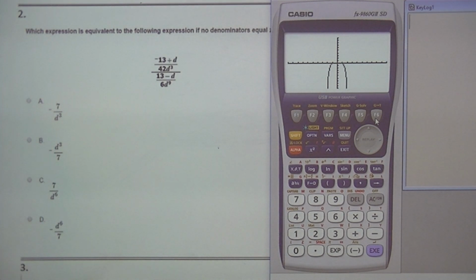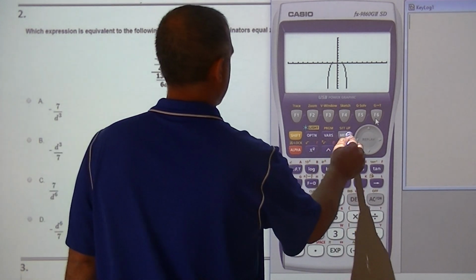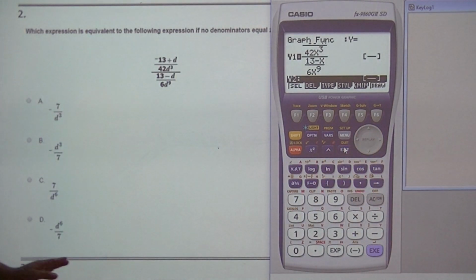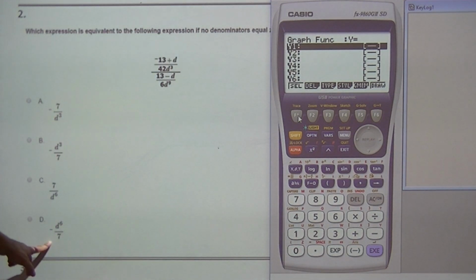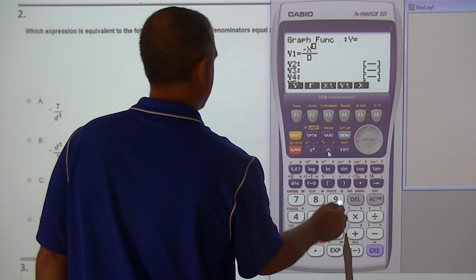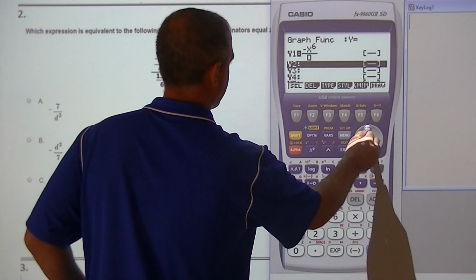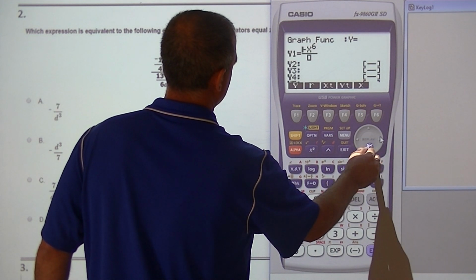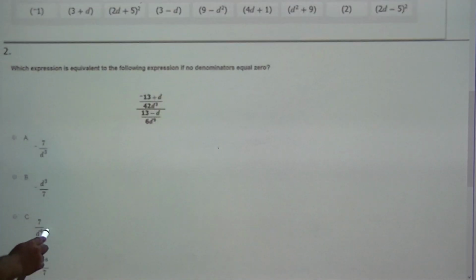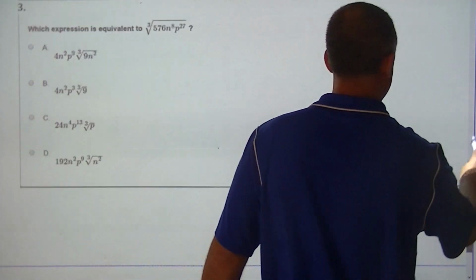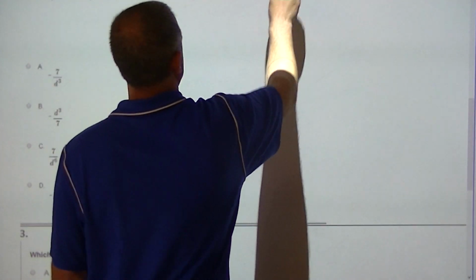In the interest of time, you're going to end up graphing, and you have an idea what that picture looks like. I'm going to show you which answer works. I'm going to pick this one to start, just so I can show you. So I got negative x to the 6th, 7's underneath. I'm going to draw it, and it's the same match. So you want to graph all those, and I'm going to pick that one. This one.